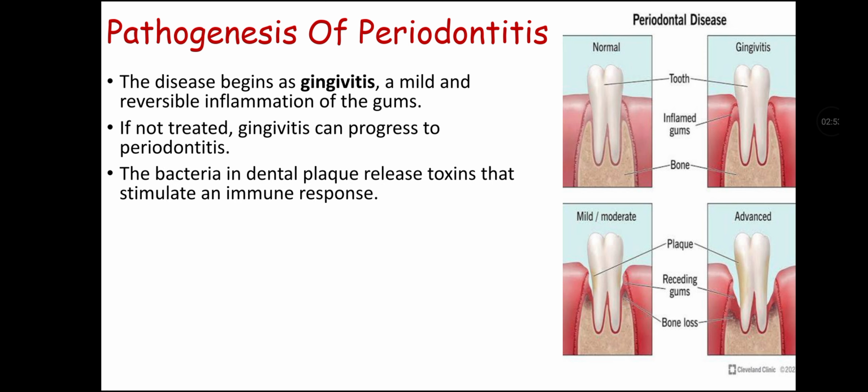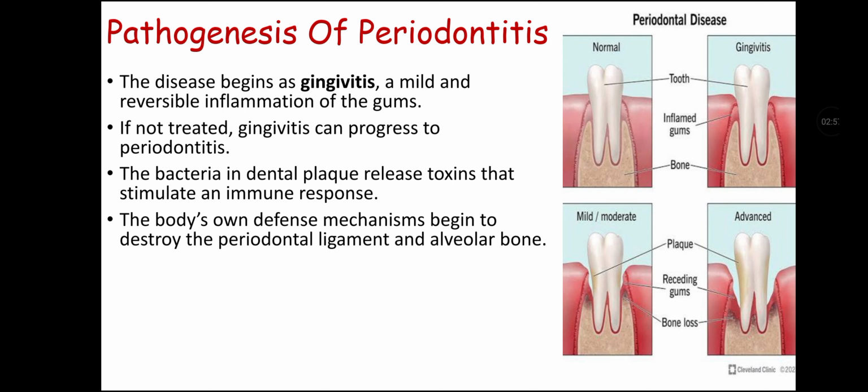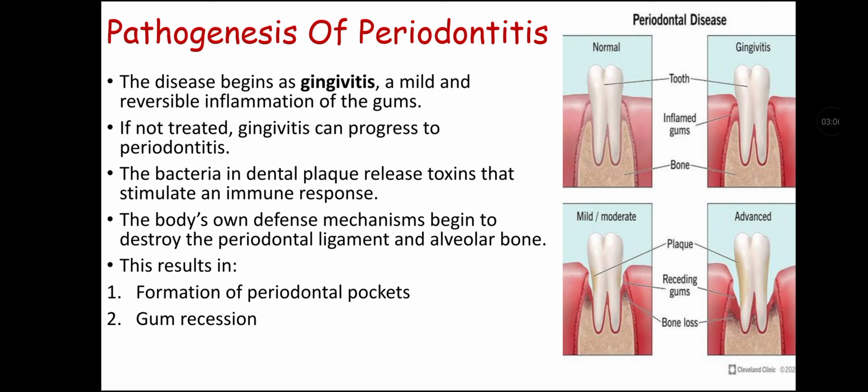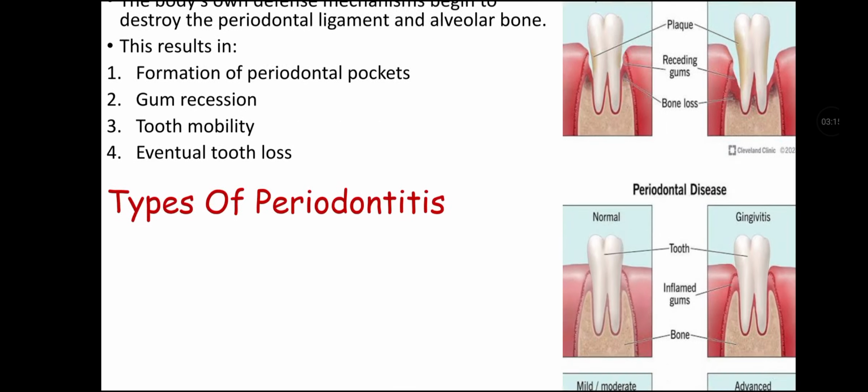The bacteria in dental plaque release toxins that stimulate an immune response. The body's own defense mechanism begins to destroy the periodontal ligament and alveolar bone. This results in formation of periodontal pocket, gum recession, and tooth mobility, and eventually it can cause tooth loss, as you can see here in advanced stages of periodontitis.